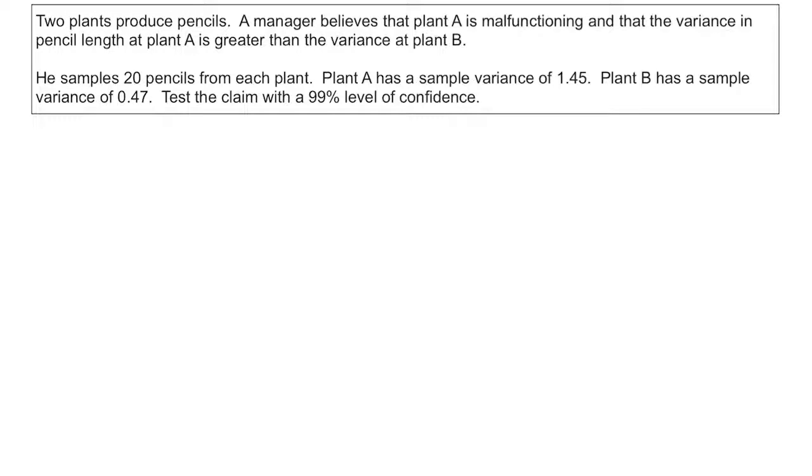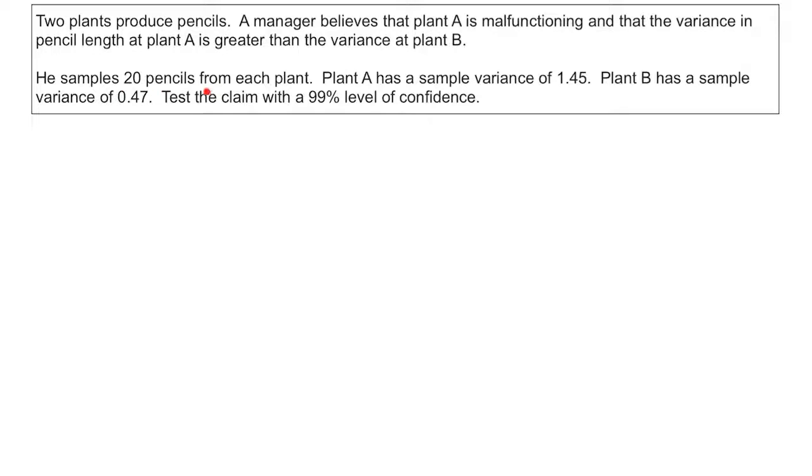So here's our first real problem. We have two plants, and they produce pencils. A manager thinks that plant A is malfunctioning, and that the variance, notice the word variance, in the pencil length at plant A is greater than the variance of the pencil length in plant B. Okay, so what does he do?